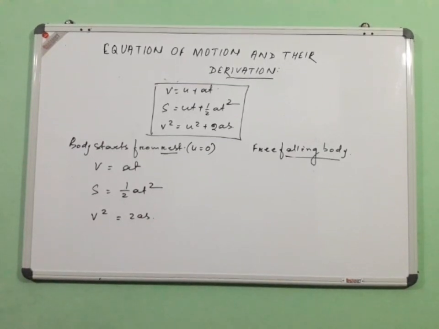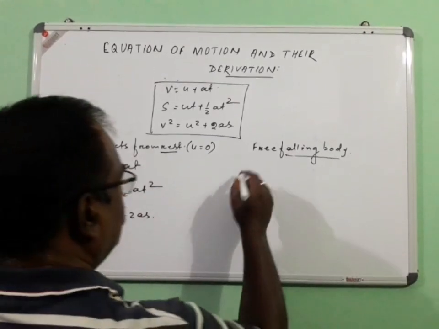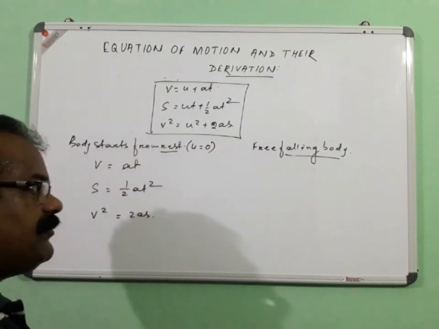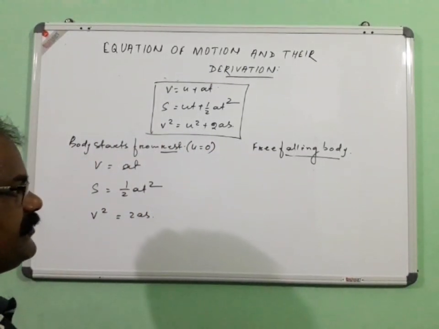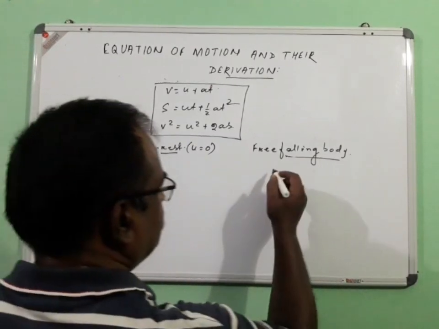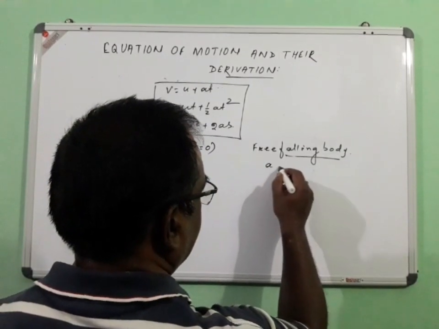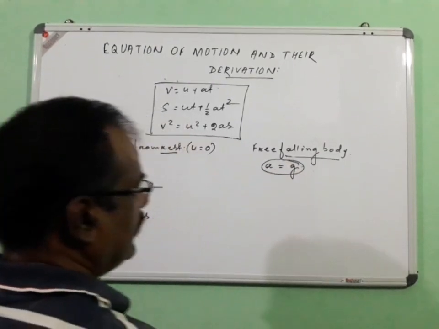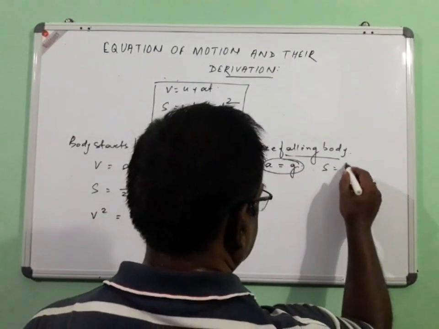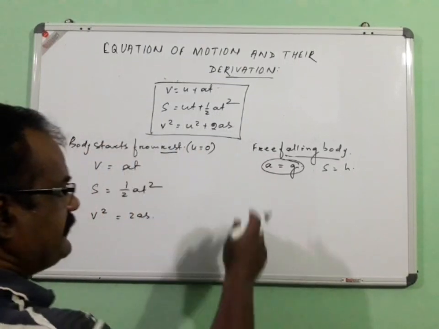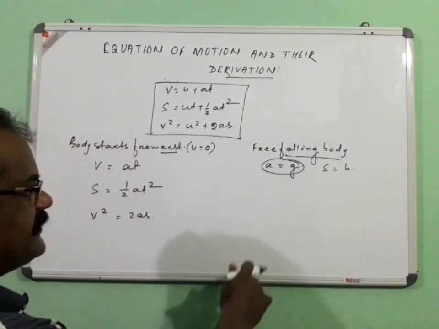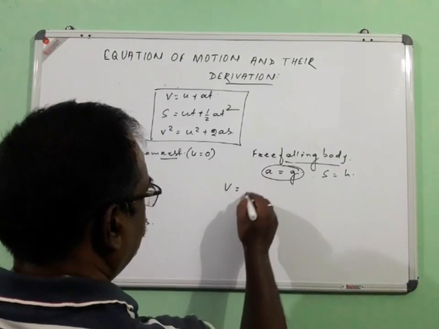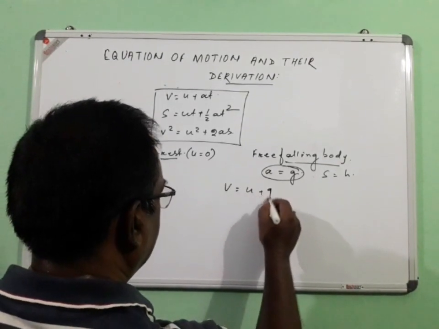Similarly, when a body falls freely, at that time also the body is moving with uniform acceleration, and in such cases we know that the value of acceleration is equal to g. So the distance covered is equal to h. Now replacing the value of a as g and s as h, we get the first equation, that is V is equal to U plus gt.